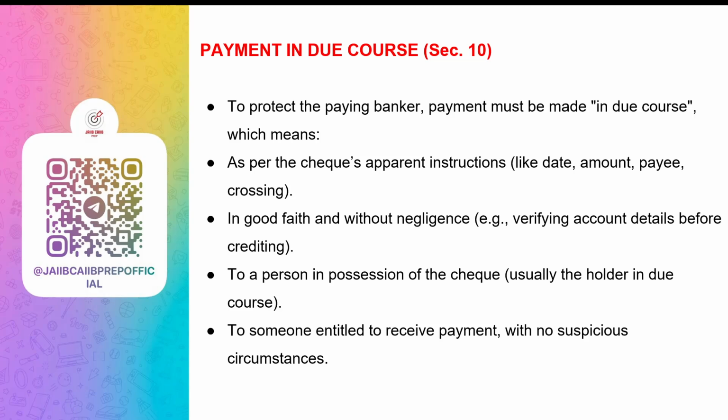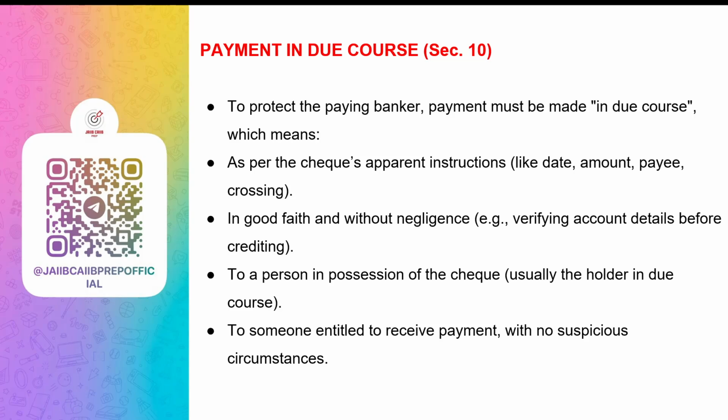Payment in due course means that the check is paid as per the clear instructions visible on the face of the check, in good faith, without negligence, and to someone who is in legal and lawful possession of the check. This protection is important for bankers because it prevents legal action against them if they have acted carefully and honestly. So apparent tenor means the visible and clear instructions of the check, such as date, name of the payee, amount, and whether it is a bearer or order check. So this is apparent tenor.